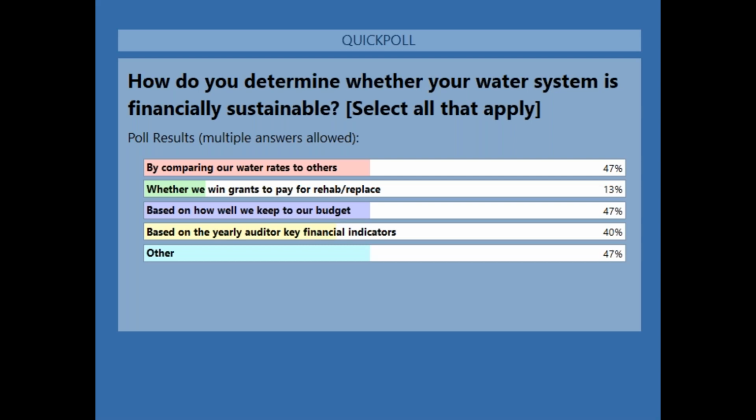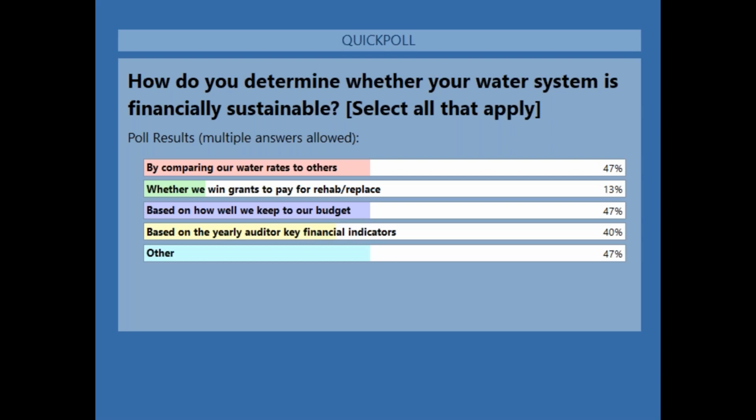And I would also argue that comparing your water rates to others doesn't necessarily give you a picture of whether or not your water system is financially sustainable, because you might have low rates, you might have high rates, but it's got nothing to do with the financial performance and whether your revenues and your expenses match up, and whether your revenues are going to be sufficient going forward to pay for all of your expenses. So if you're only comparing yourself to other systems, and your main criteria is our rates need to be lower than everybody else, and that's the way that we determine whether or not we're doing well, it leads to some financial performance problems going forward as well. And I'll mention that later on.